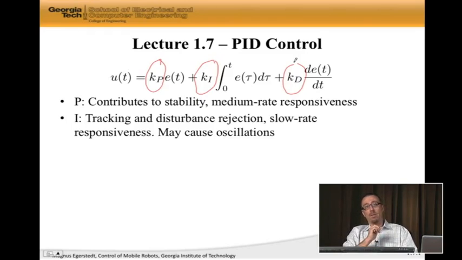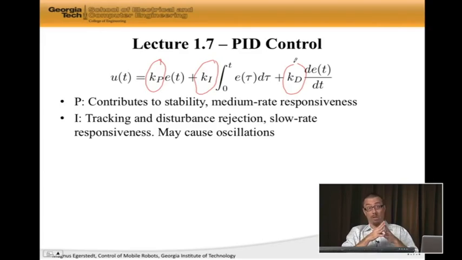Well, the I component is really good for tracking. And in fact, if your system is stable, then having an I component is enough to ensure tracking in almost all cases. It's also extremely effective at rejecting disturbances. So the integral part is a very effective part to have in your controller.